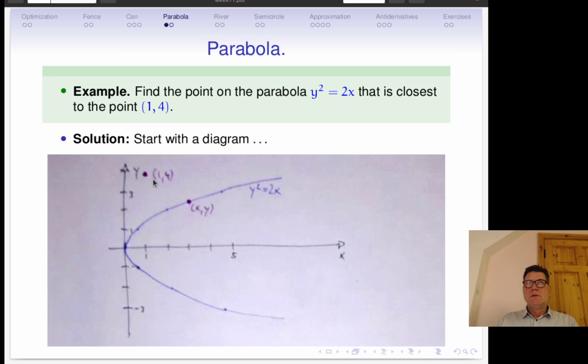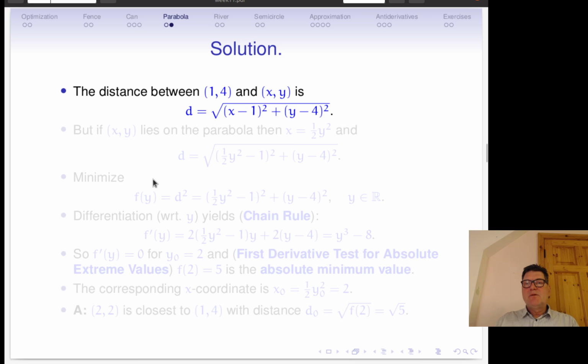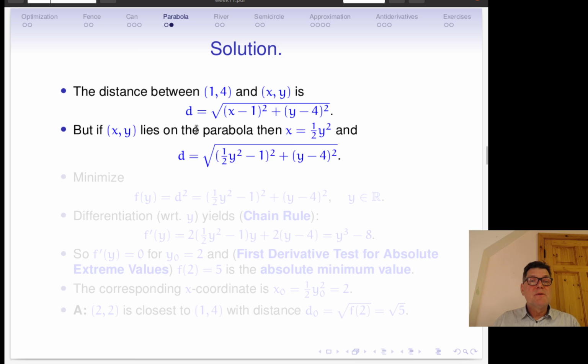So the distance between two points in the plane is the square root of the sum of the squares of the differences between the x and the y coordinates of the two points. Here one point is the general point (x, y), the other is (1, 4), so the distance is the square root of (x minus 1) squared plus (y minus 4) squared. That's the function I guess we want to minimize.